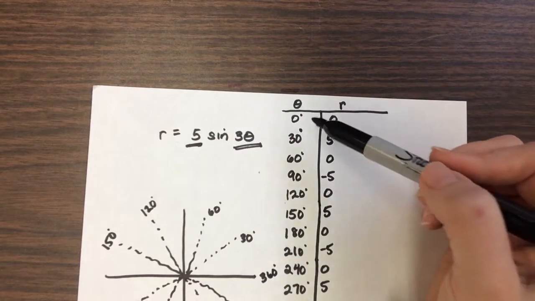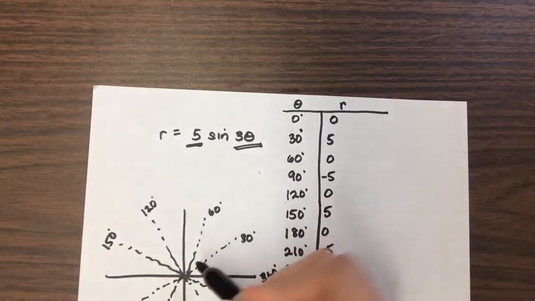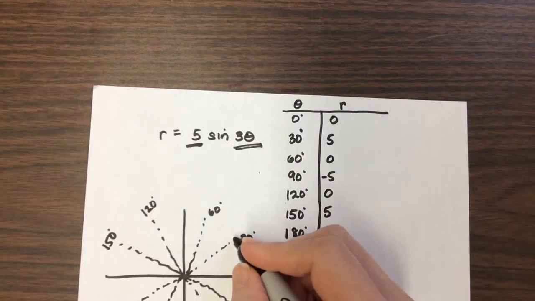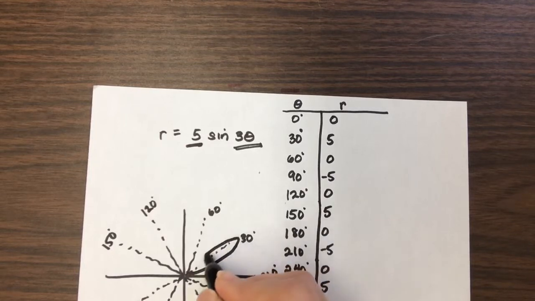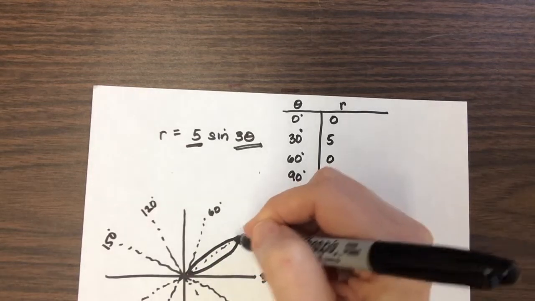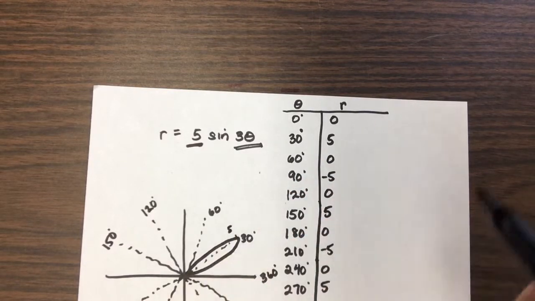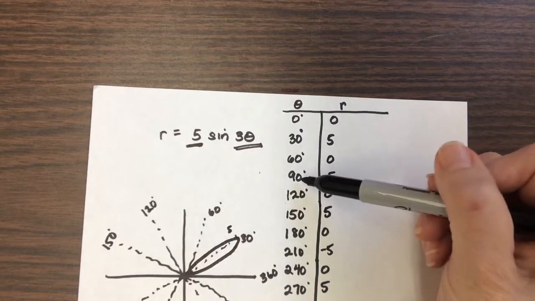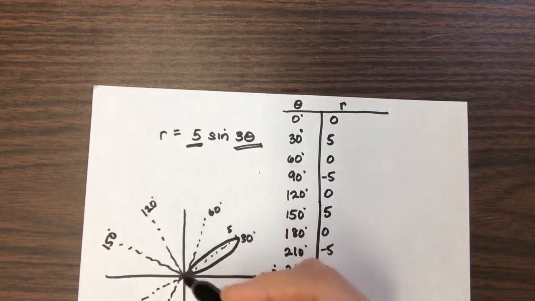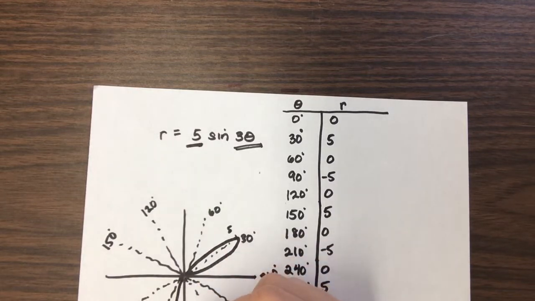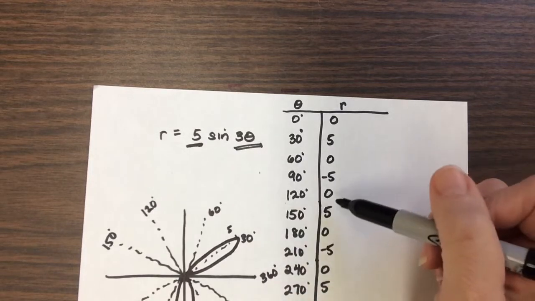Alright, so let's look at 30 degrees. We're going out to 5. So this distance is going all the way out to 5 and then back to 0. So out to 5, back to 0. Alright, so make sure you understand that this distance is 5. Alright, at 90, I'm at negative 5. 90 degrees, I'm going the opposite direction. So this is going down to 5 then. Okay, back to 0.